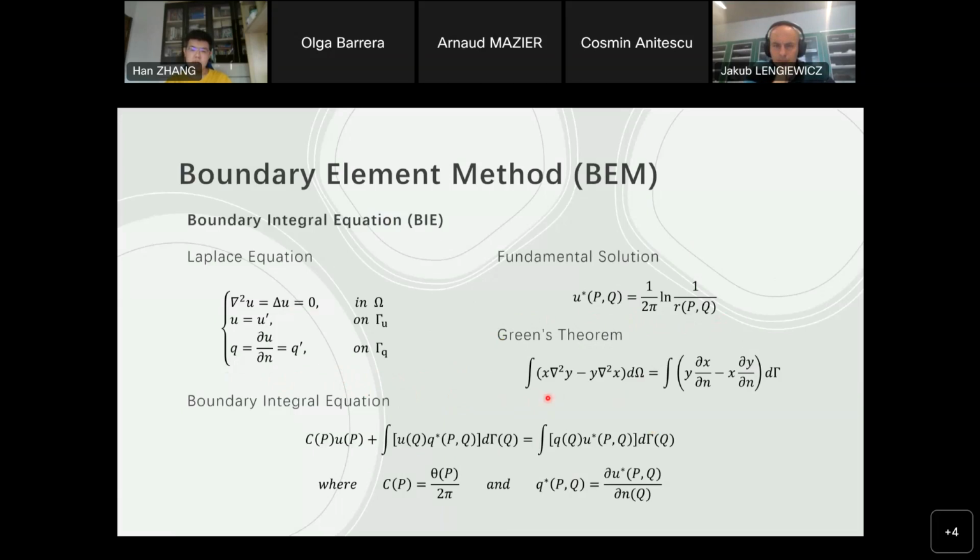Then with the Green theorem, we could have our boundary integral equation in this form. Firstly, the term P denotes the collocation point and term Q denotes the integration points. The term C of P is a term describing the shape geometry at our collocation point. And the kernel Q star is the normal derivative of our fundamental solution.